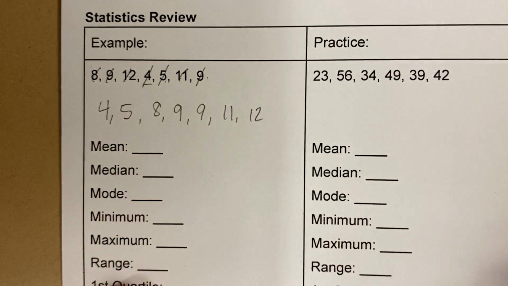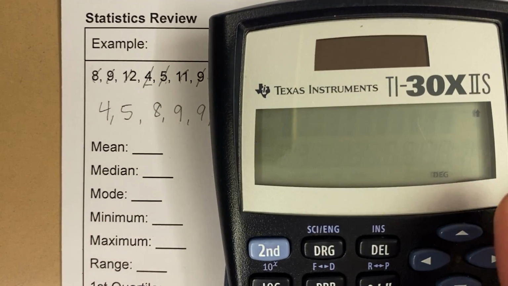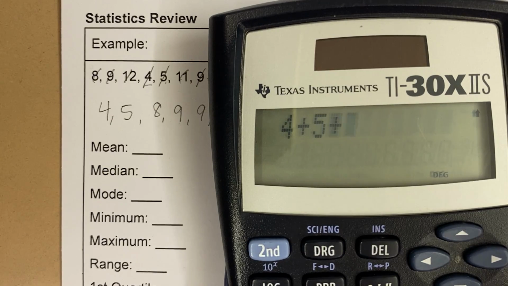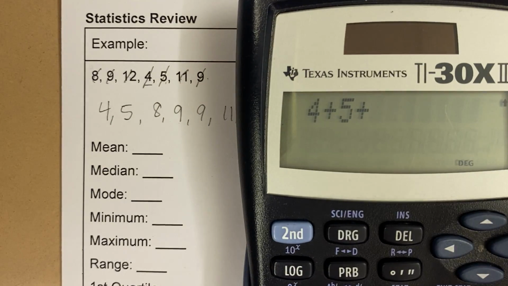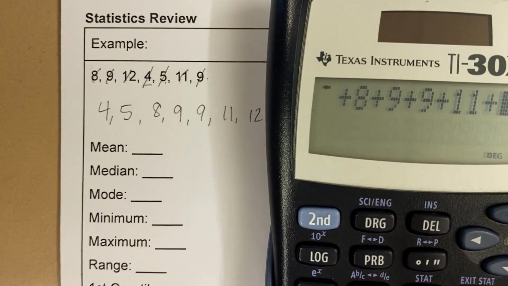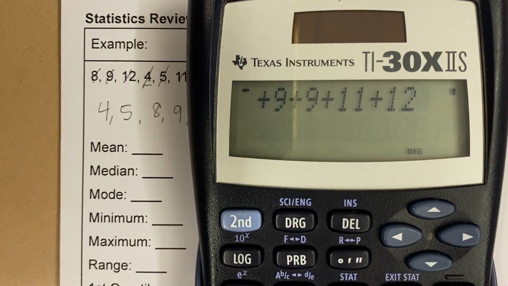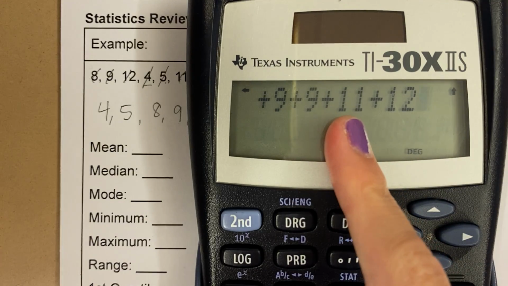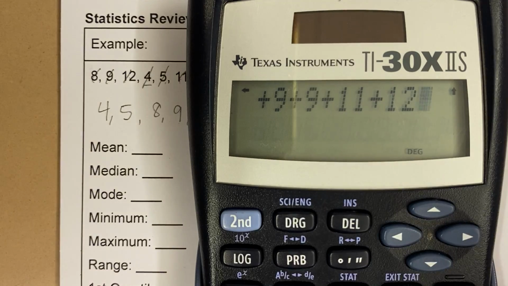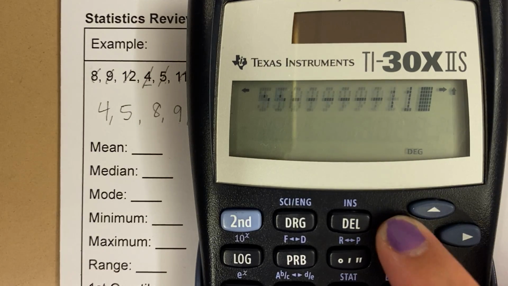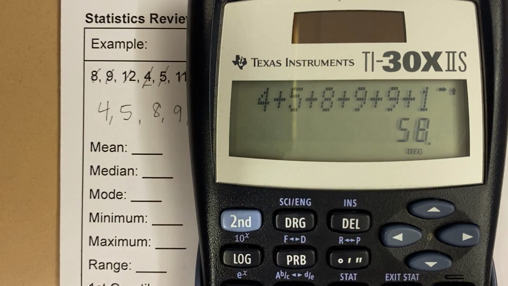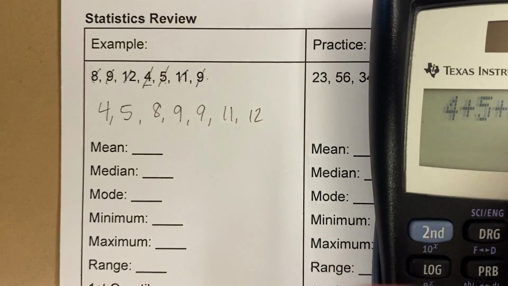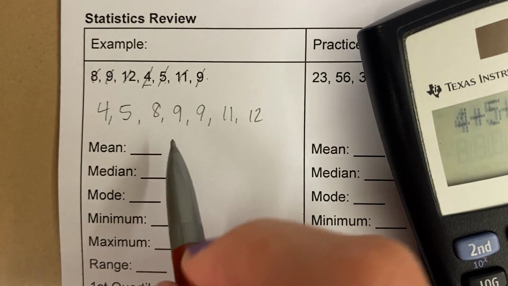Okay, so mean. First, the mean is I'm going to add all these up. 4 plus 5 plus 8 plus 9 plus 9 plus 11 plus 12. Okay, please be careful. Like right here, let's say if I just typed 11, but I only typed 1 by mistake and I didn't notice, my answer is going to be wrong. So just type it slow, go back, double check that you have it right. That's 58, right? So when I add them up, I get 58.